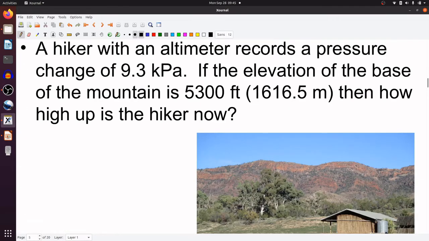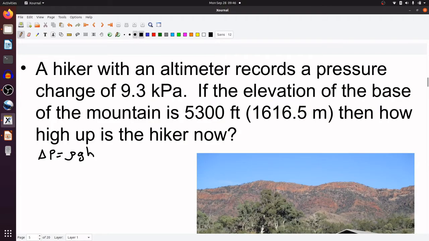All right, so let's do a slightly different problem. We have a hiker with, let's say, an altimeter, records a pressure change of 9.3 kilopascals. If the elevation of the base of the mountain's around 5,300 feet, so 16.5 meters, how high up is the hiker now? Okay, so we're also looking for H. So we're going to use delta P is equal to rho GH. A little bit more math here. This one is dealing with air.